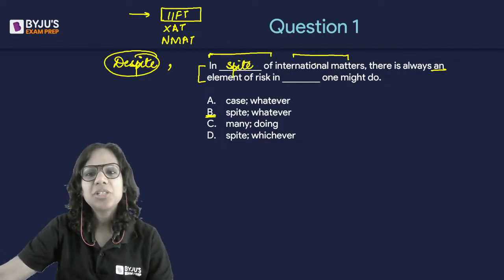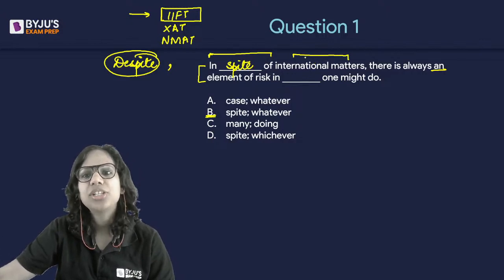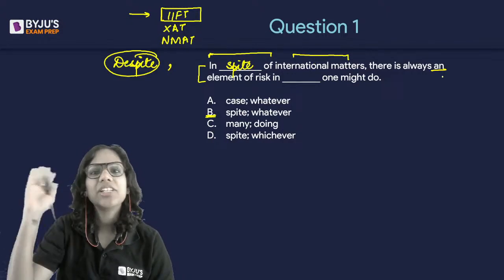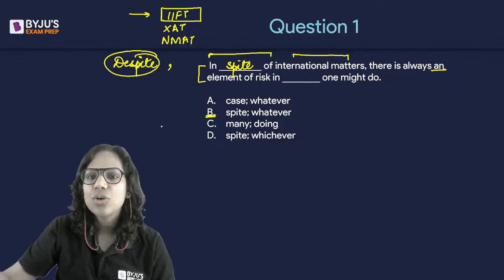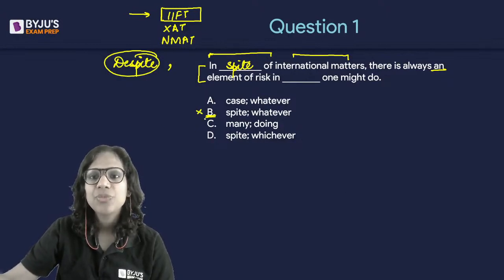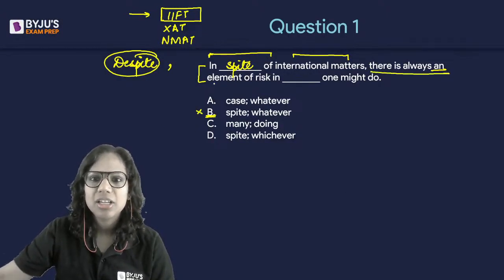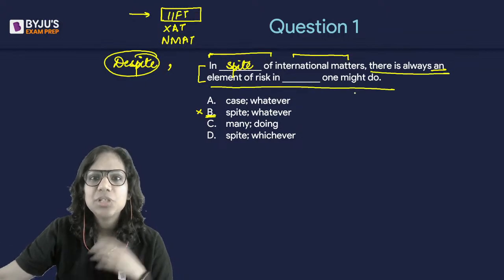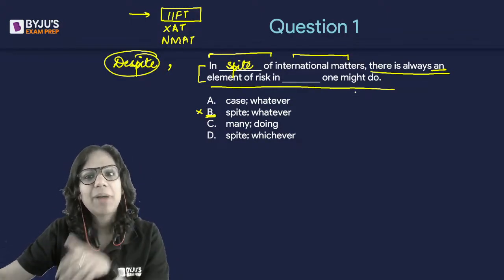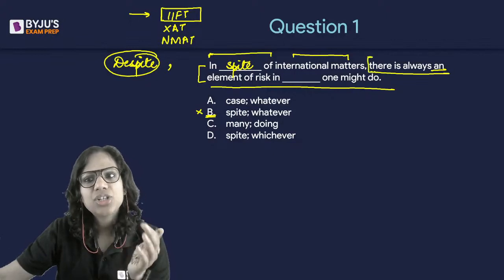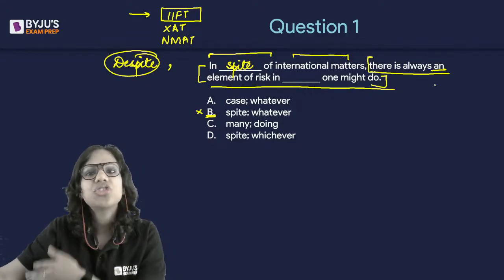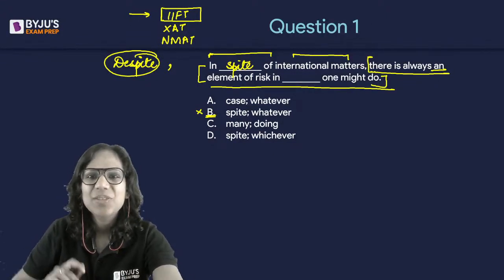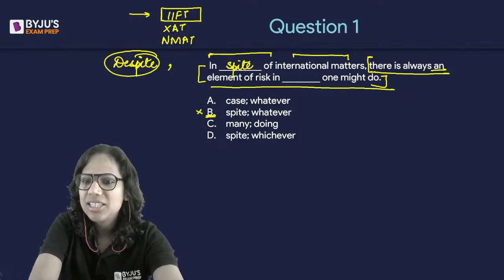But then this person is not saying that even though international matters exist, there's always an element of risk in something else. So I don't think that B fits here. Rather, in this clause here, this person is talking about international matters themselves. इंटरनेशनल मैटर्स की ही बात हो रही है इसमें किसी और चीज की बात नहीं हो रही, right? So I don't think B can be the answer.